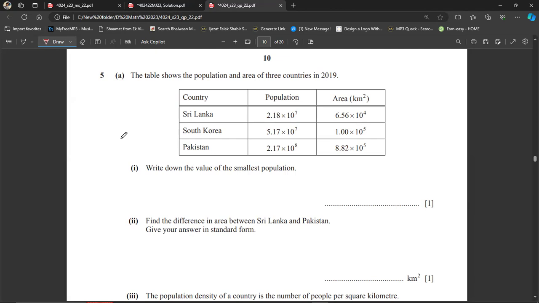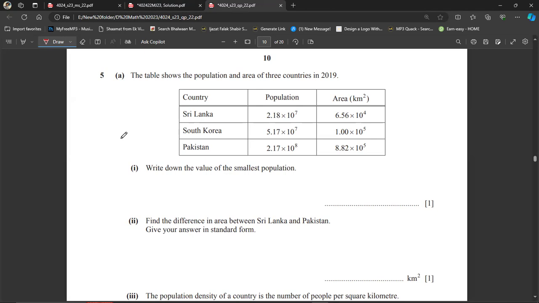It's part a. The table shows the population and area of these 3 countries in 2019. We have the country, the population, and the area in square kilometers. Sri Lanka: population 2.18 times 10^7, area 6.56 times 10^4 square kilometers. South Korea: population 5.17 times 10^7, area 1.00 times 10^5 square kilometers. Pakistan: population 2.17 times 10^8, area 8.82 times 10^5 square kilometers. Write down the value of the smallest population.